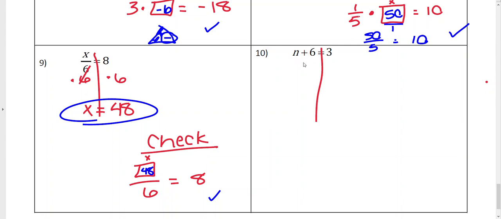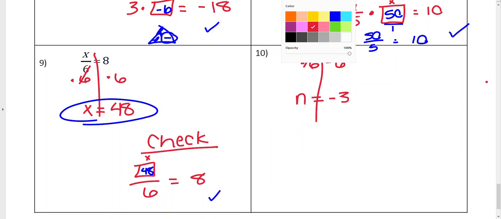All right, and then the last one, we have n plus 6, and I need to do the inverse there. So the inverse of plus 6 would be minus 6. 0 pair, so I'm left with n is equal to, now be careful, 3 minus 6. 3 minus 6 would be negative 3. I have 3 and I take 6 away. If you put positive 3, your check step's not going to be right.